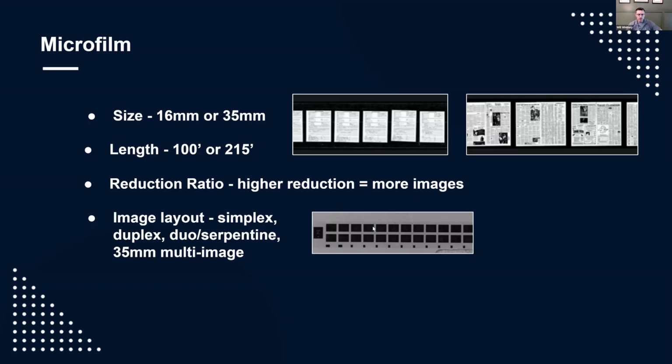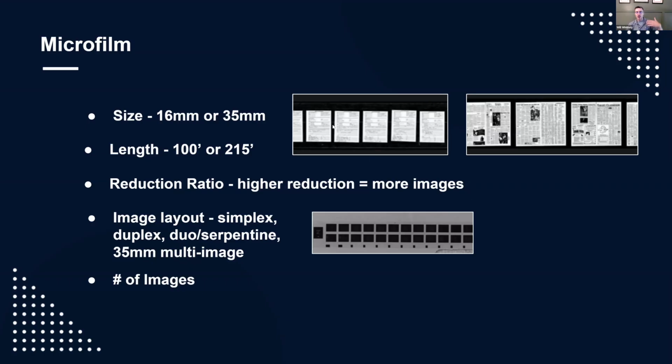So simplex, duplex, 35 millimeter multi-image would mean somebody filmed 35 millimeter frames, so like this type of size, but there may actually be multiple smaller images in one frame. That would require additional framing of the individual images to put them in a multi-page PDF or something of that sort. And all this ties into the number of images.